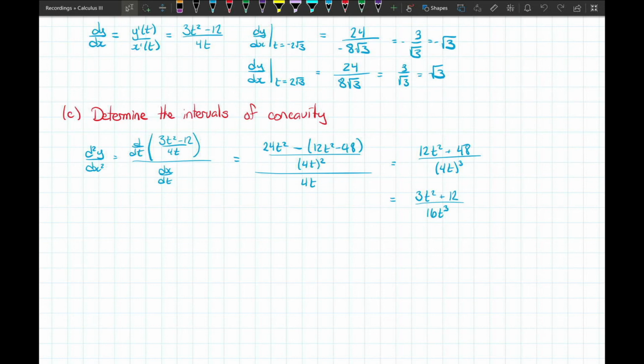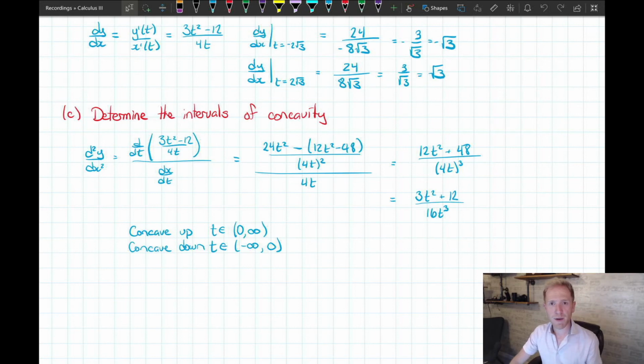If you choose, you could factor a 3 out of that numerator. But you'll notice that the numerator is always positive. The denominator is positive whenever t is greater than 0, and the denominator is negative whenever t is less than 0. The second derivative is undefined when t equals 0. In interval notation, that means that this curve is concave up over the interval from 0 to infinity and concave down over the interval from negative infinity to 0. Not including 0, because unfortunately there it's not concave up or concave down.